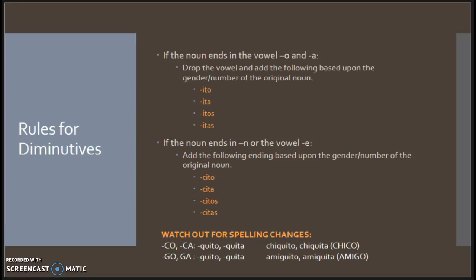So to form the diminutive, we add ito unless it ends in N or E, and then we add cito, and then we look out for our spelling or sound changes for co and go.